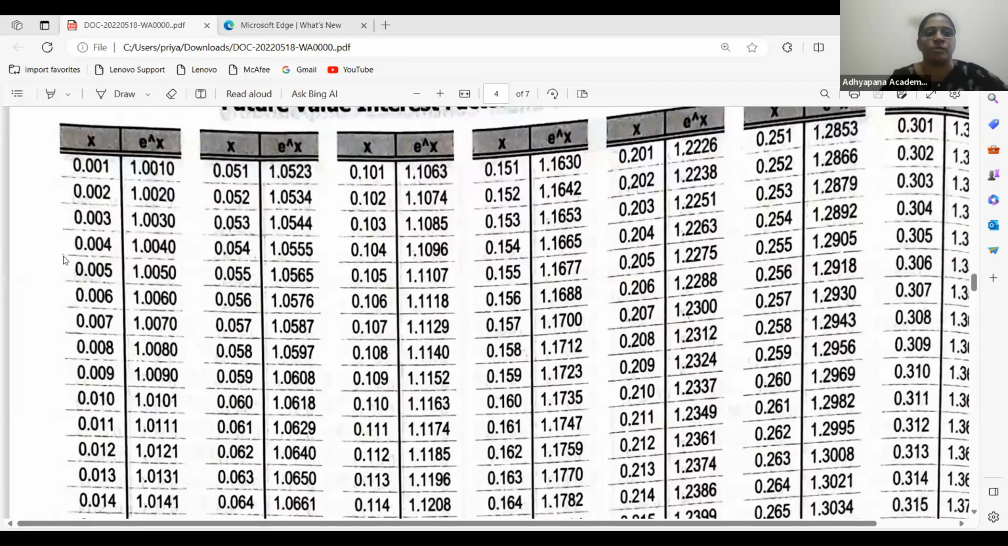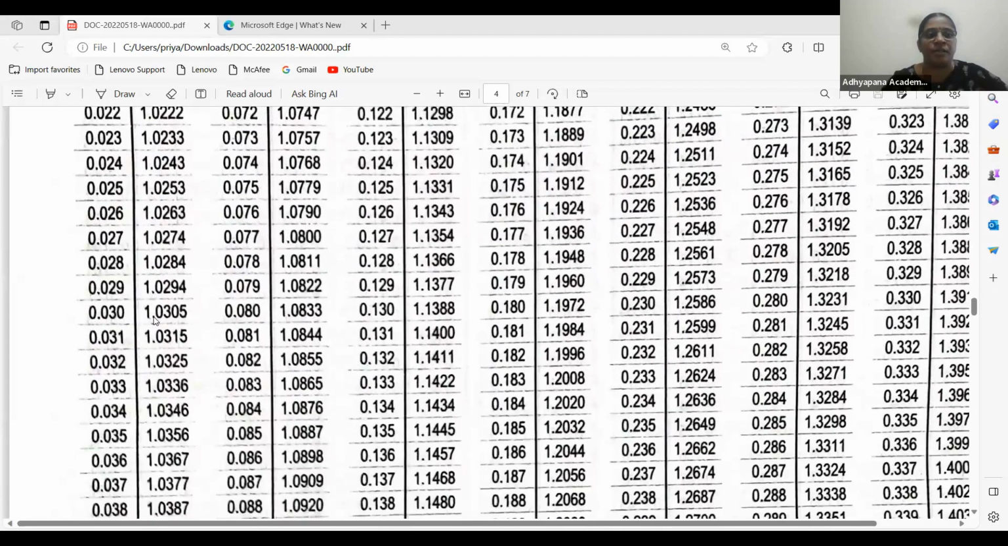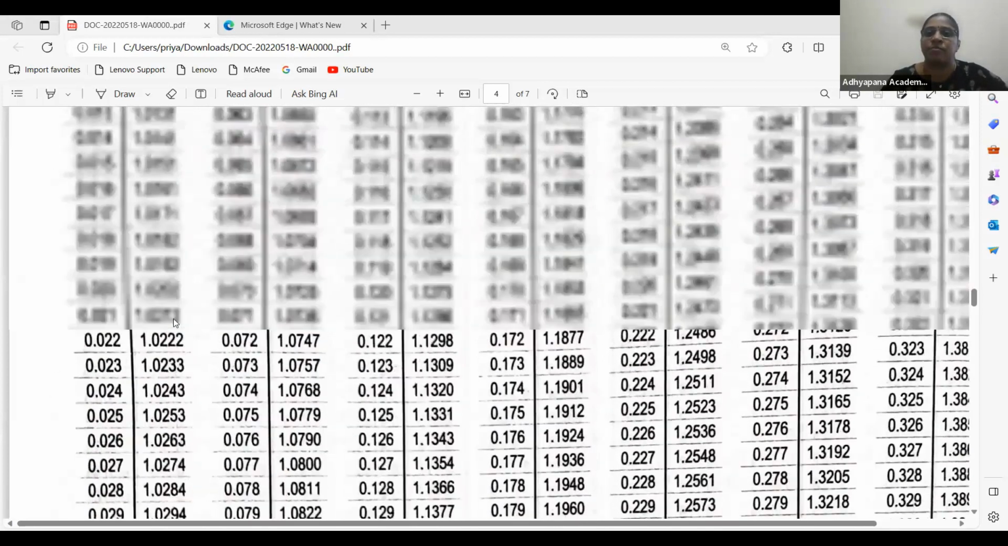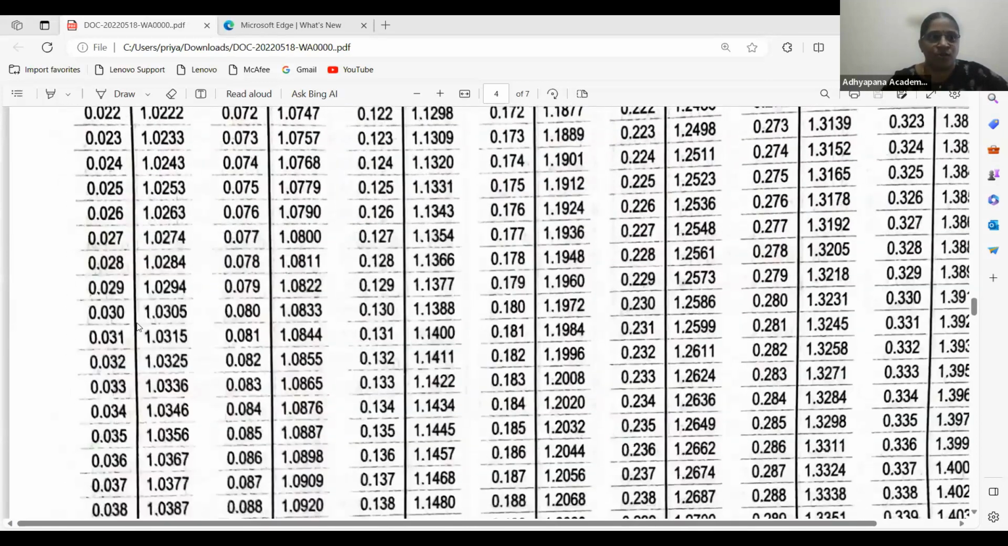E raised to 0.03, I told, right? 0.03. 1.03045. Correct? 1.0305. What is the problem is, this table they will not give you in the examination. So you should know how to find that value. 1.03045, which they have rounded off as 1.0305.